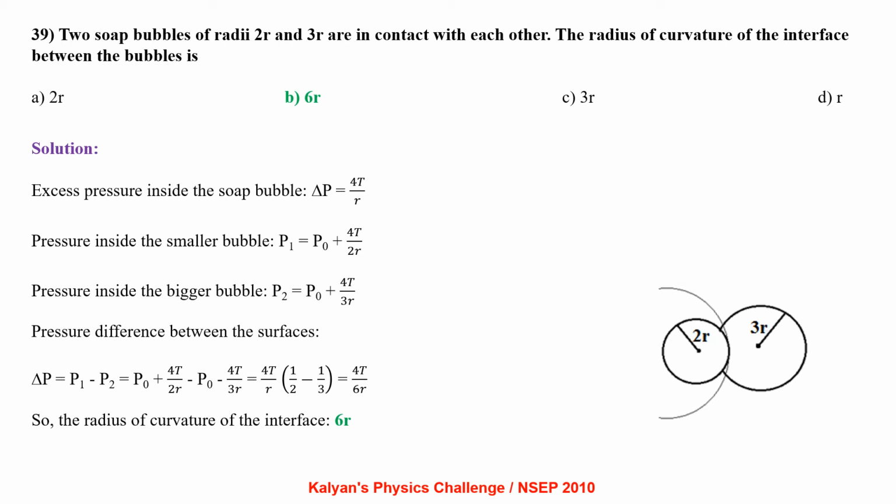Excess pressure inside the soap bubble delta P equals 4T by R, where T is surface tension. Pressure inside the smaller bubble P1 equals P0 plus 4T by 2r. Pressure inside the bigger bubble is P2 equals P0 plus 4T by 3r. Pressure difference between the two surfaces delta P equals P1 minus P2, that comes out to be 4T by 6r. So the radius of curvature of the interface is 6r.